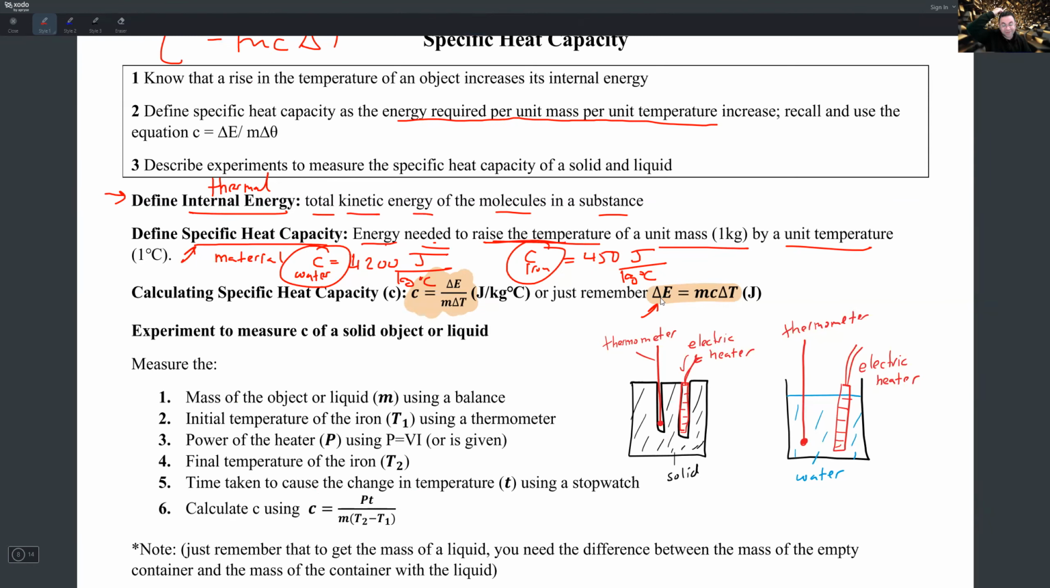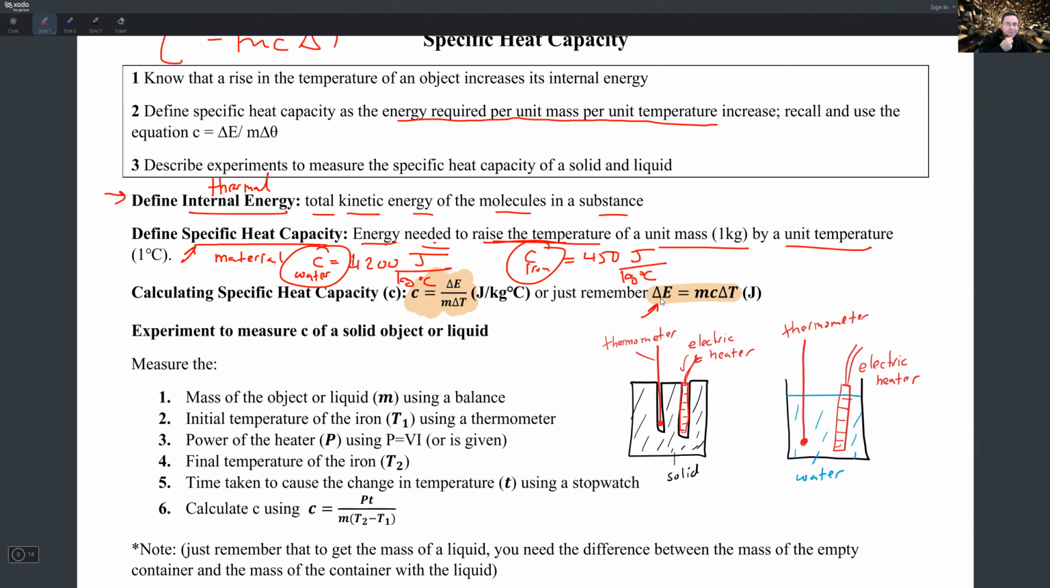Because علي, if water is at 15 degrees Celsius, does it have energy inside it? Yes. صح, it does. يعني it has energy already.